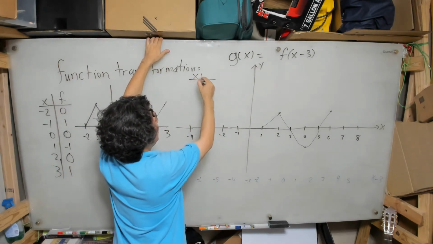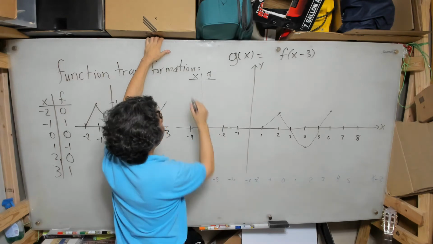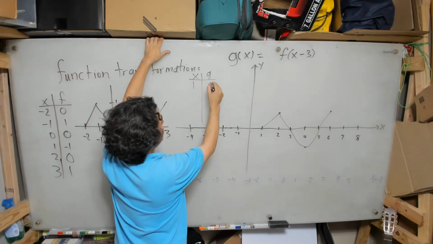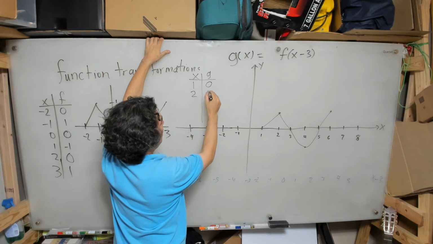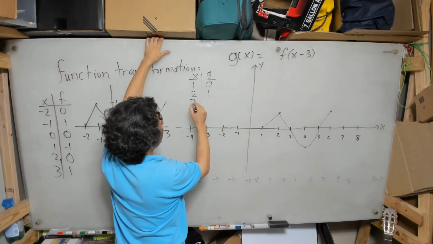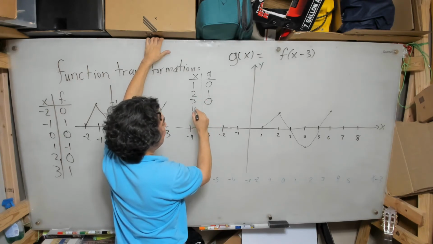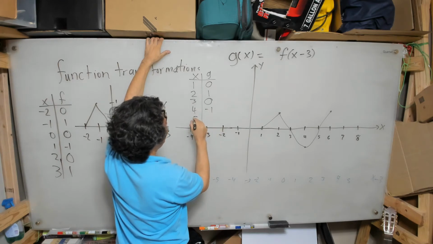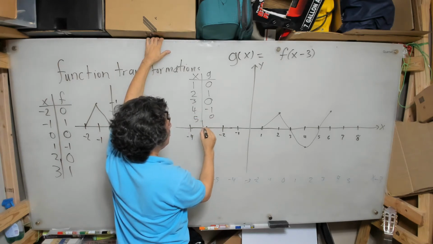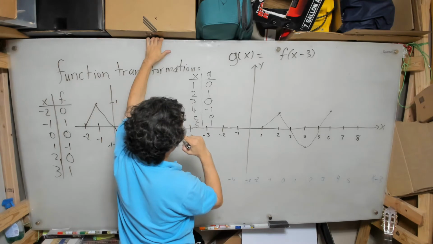like let's say this is my x and this is my g, I'm claiming that at x equals 1, g is 0. At x equals 2, g is 1. At x equals 3, g is 0. At x equals 4, g is negative 1. At x equals 5, g is 0. And at x equals 6, g is 1. Okay?